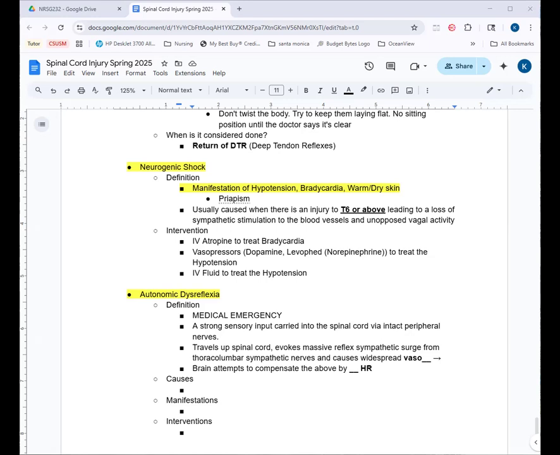But you guys will learn with your ACLS protocol with stuff like this: bradycardia, tachycardia, SVT, et cetera. When you have bradycardia that's unresponsive to atropine, you can do pacing. So that's where your pacemaker comes into play. Pacemaker if ineffective. Definitely not going to jump to that first.